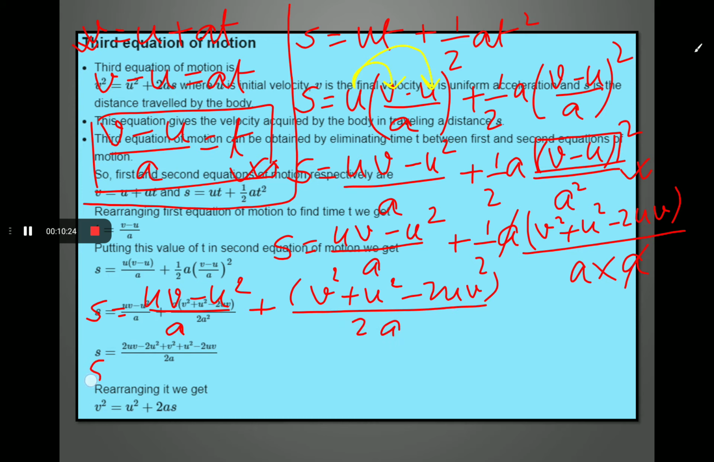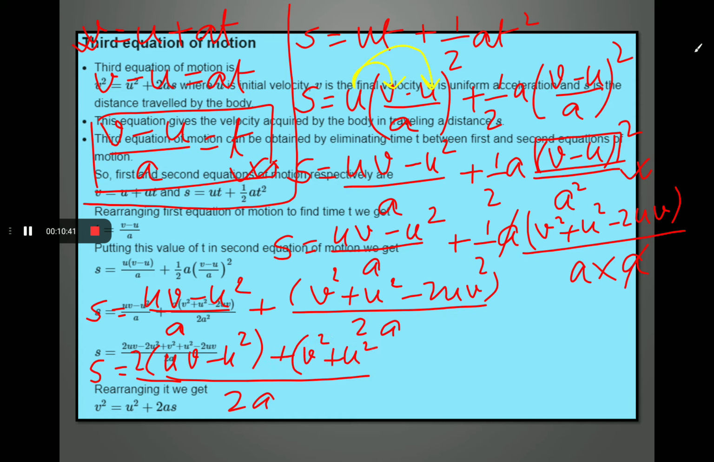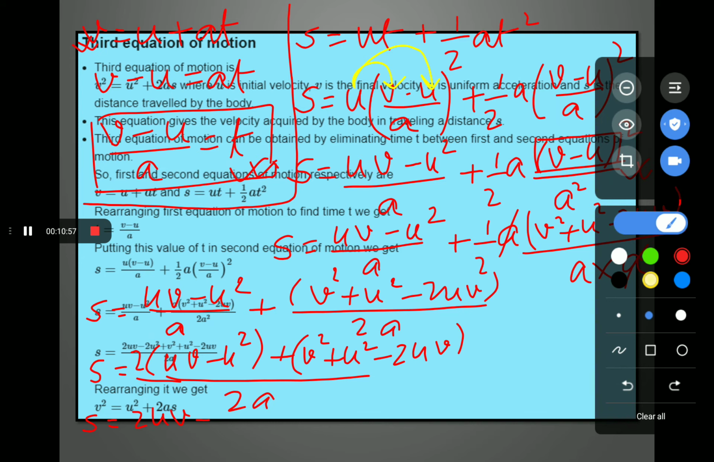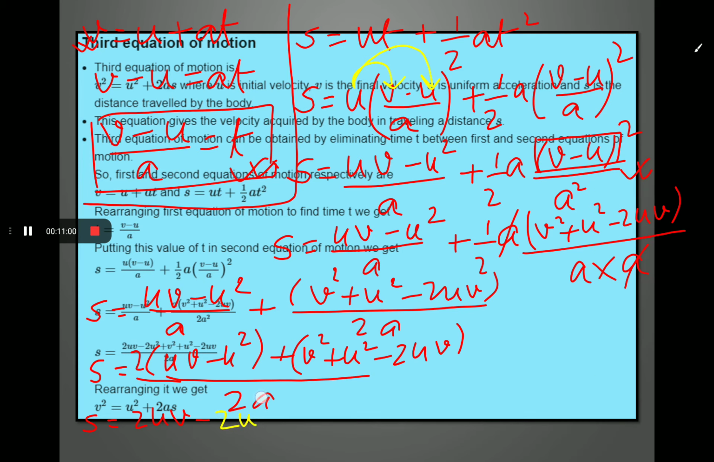Now we have to solve it. S is equal to, with 2a as the common denominator, (2uv minus 2u square plus v square plus u square minus 2uv) by 2a.